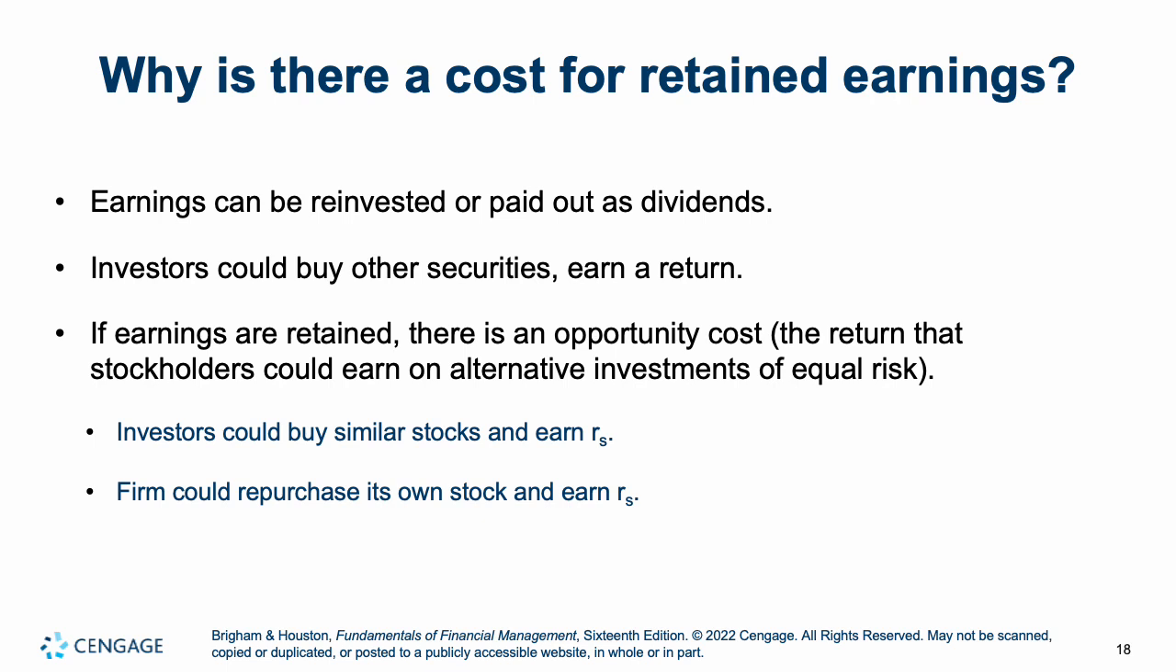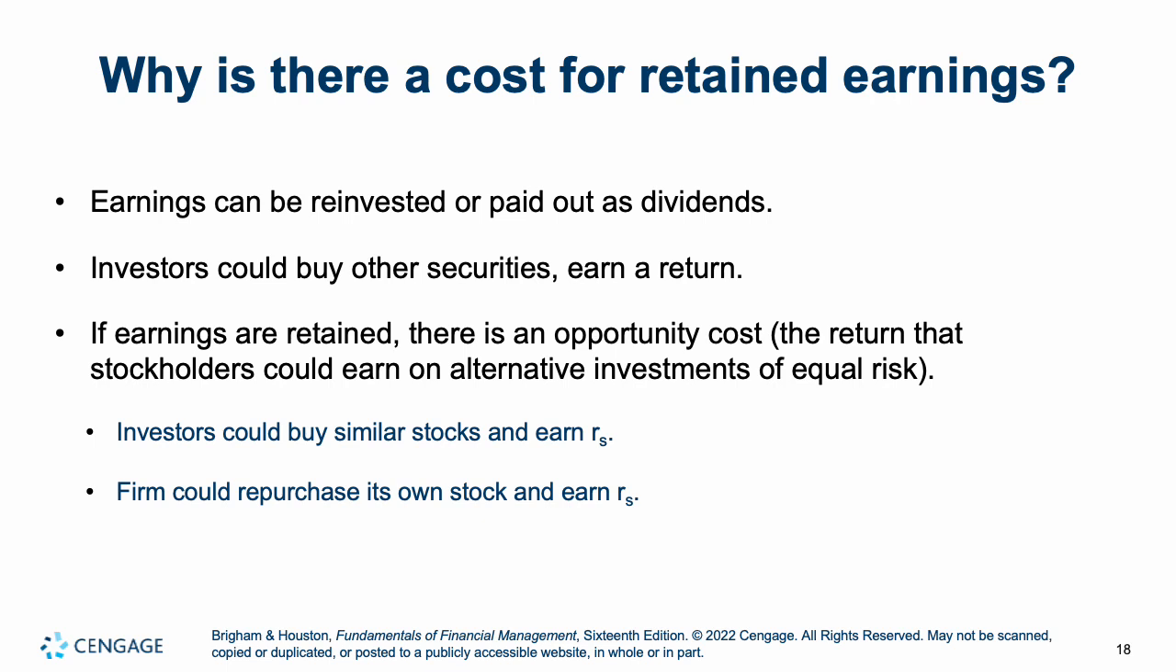So if earnings are retained, there's an opportunity cost, or the return that stockholders could earn on alternative investments of equal risk. So using your own money, retained earnings, when you're a company, isn't free because that money can be used for other things. It can make money, it can earn interest for other uses. So as a consequence, they have an opportunity cost. Investors could buy similar stocks and earn RS. The firm could repurchase its own stock and earn RS as well.